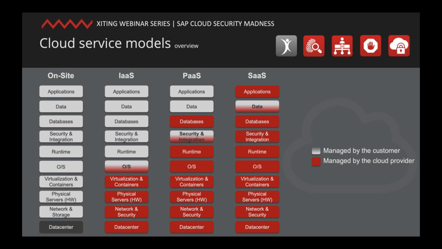So applications, the database, security, the runtime environment, the operating system. We have to patch Windows, we have to patch Linux and so on, but also then the physical servers. If you go more into infrastructure as a service, we're trying to give more responsibility away and buy that from an external company, where we outsource the data center, the network and security, the physical servers, so all the hardware is outsourced, all the way up to virtualization and the containers that come with it. The shared responsibility very often is the operating system, where we have some responsibility, but also the cloud provider.